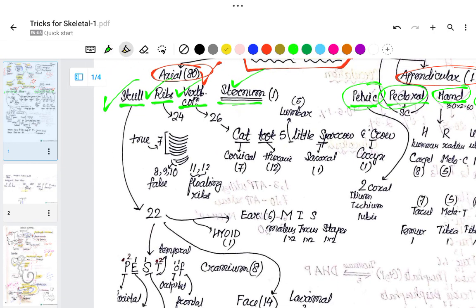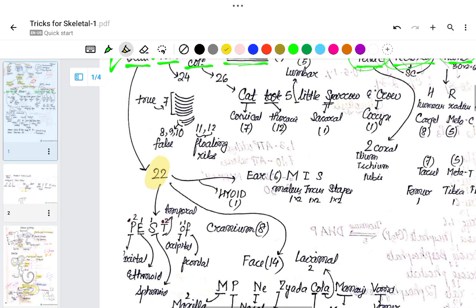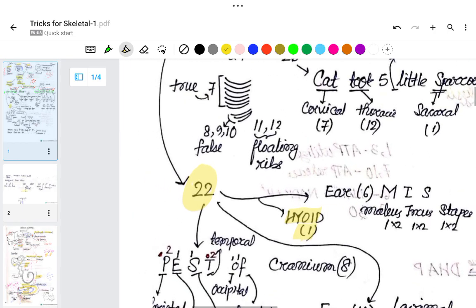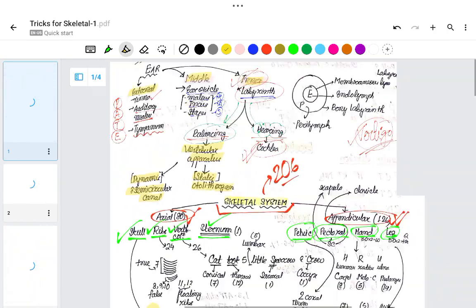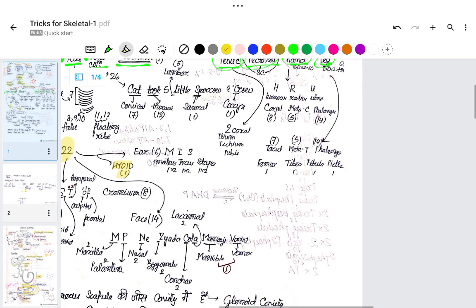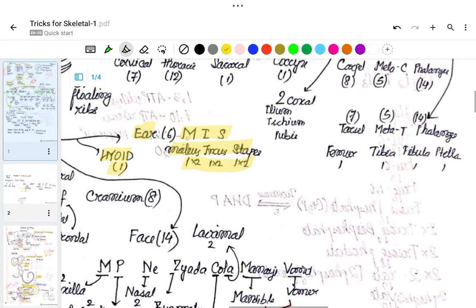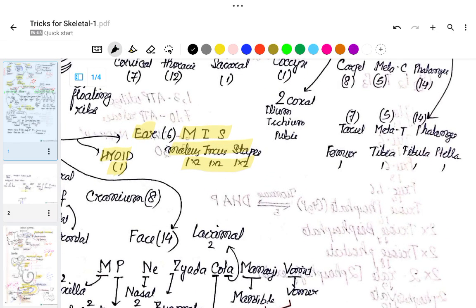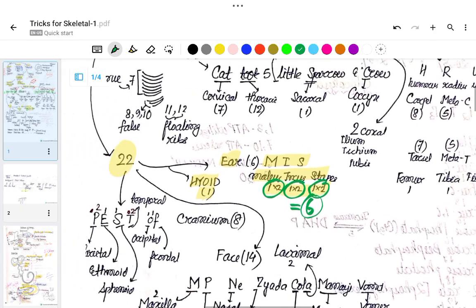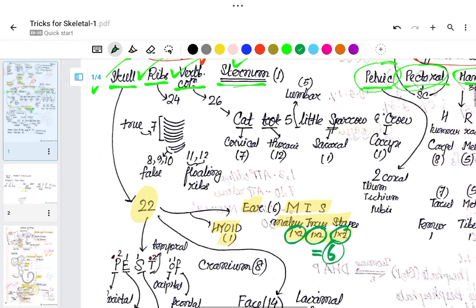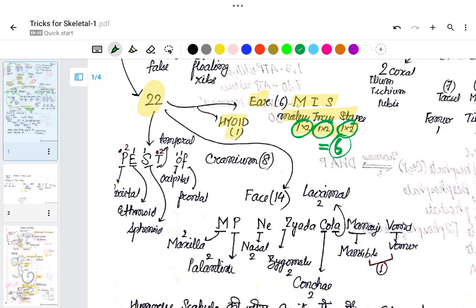How many skull bones are there? There are a total of 22 skull bones. Hyoid bone: where is it located? The hyoid bone is located just beneath the tongue. The ear ossicles we already said: malleus, incus, stapes. On both sides there are 3, so a total of 6 ear ossicles. 1 hyoid bone. So 6, 7. We'll count it.